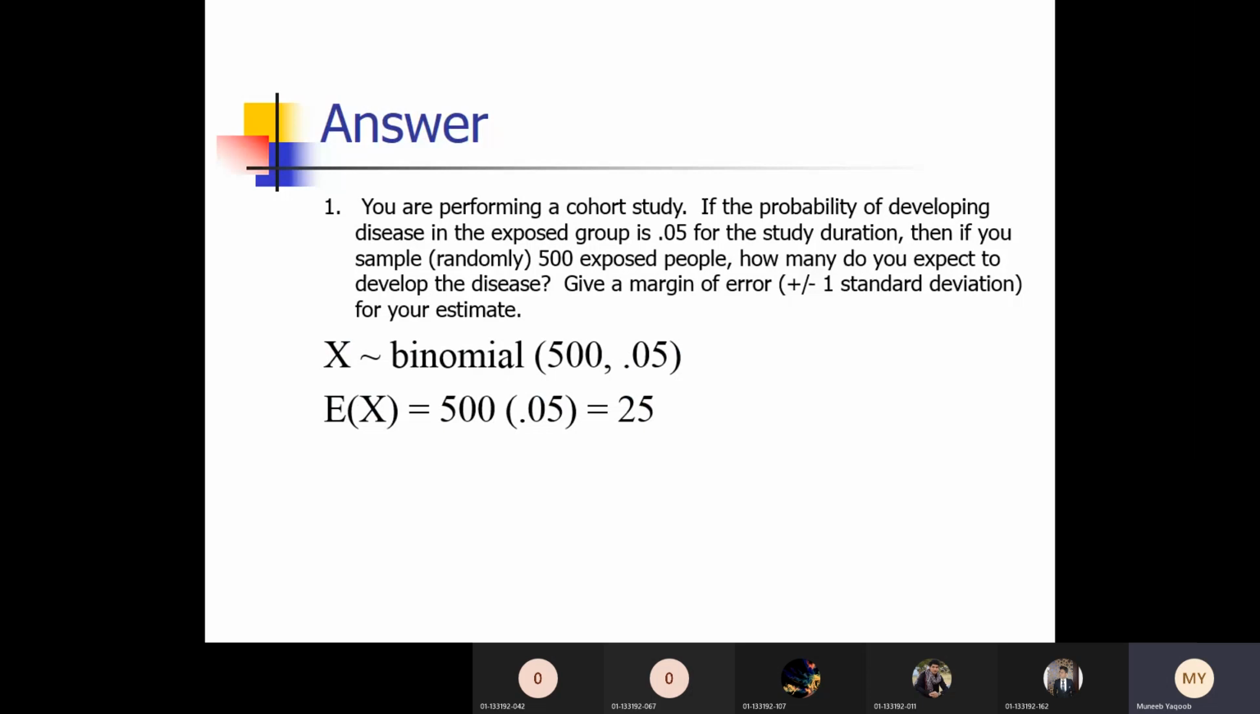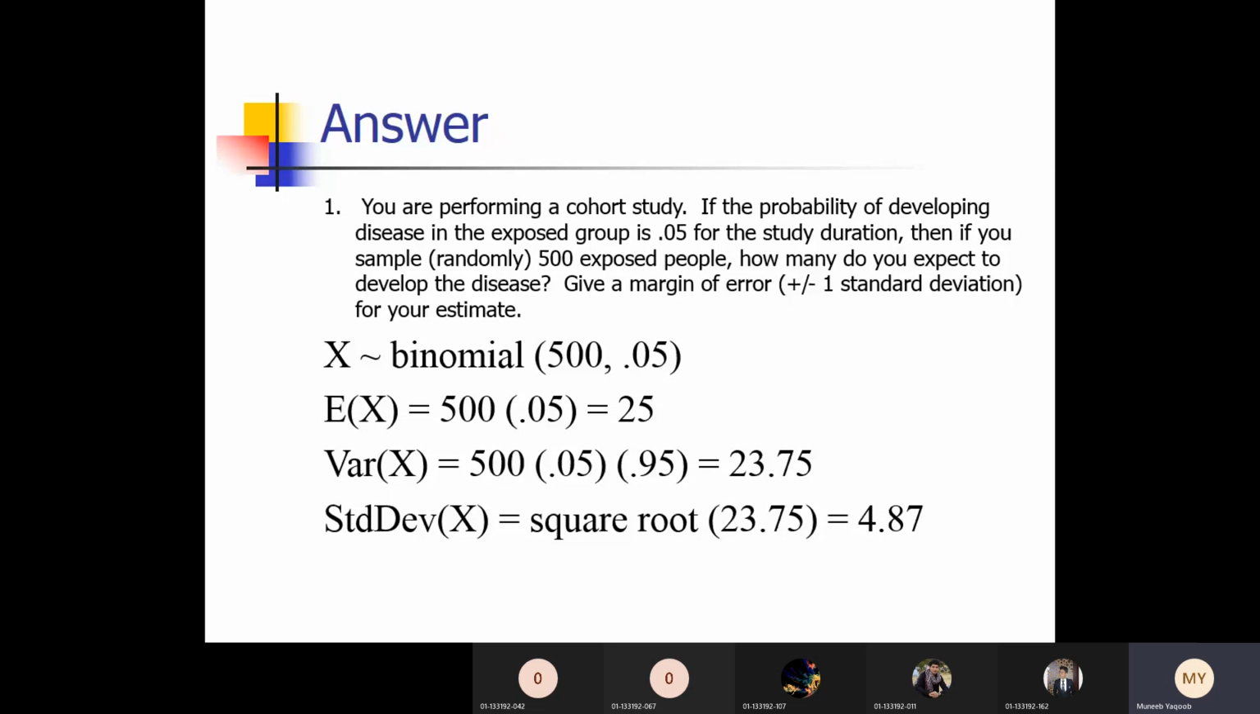Similarly, to calculate the variance of this binomial distribution, we computed n into p into q, and then we took the square root of this calculation to get the value of standard deviation. Now to offer a margin of 1 standard deviation, we will add or subtract this 4.87 with the mean value. So we wrote 25 plus minus 4.87 to offer a margin of 1 standard deviation from its mean value.